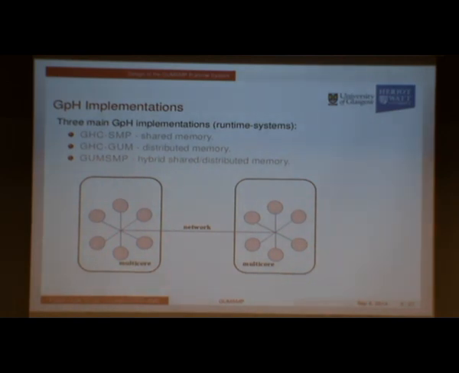In the bigger picture, there are several runtime systems which implement this language model that I've just shown you. The first one is GUMSMP. GUMSMP is the shared memory implementation, which works on physical shared memory machines. You get it with the standard GHC distribution, so you can start using that on your multicore basically without any changes to the system.